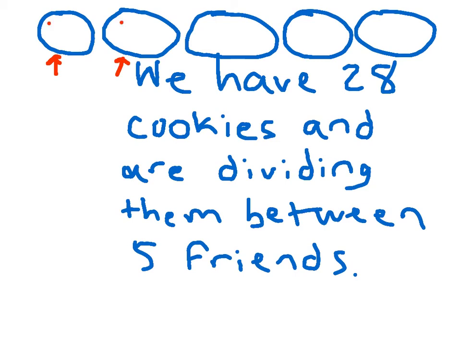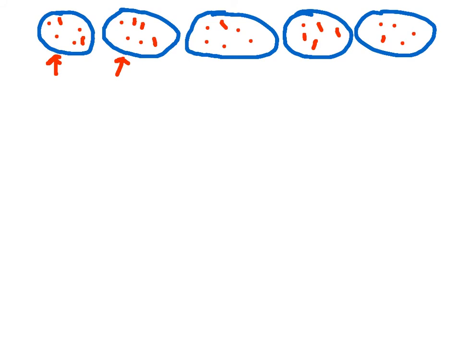So we got 1 cookie, 2 cookies, 3 cookies, 4 cookies, 5 cookies. Do I have any more cookies to give to them? Yes, we do. 6, 7, 8, 9, 10, and so on, up to 26, 27, 28. Uh-oh, we ran out of cookies. Those other friends are not going to be happy because they did not get the same amount of cookies as everyone else. So we better take those cookies back.